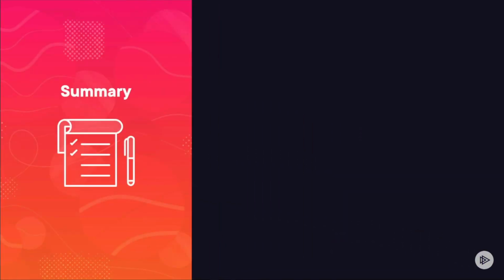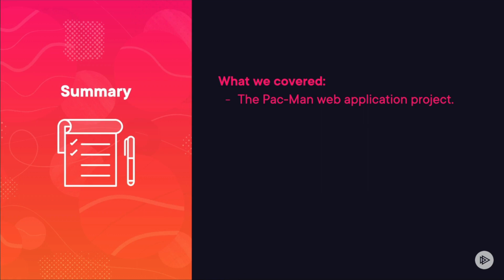So to summarize this lesson, first, we went over our Pacman web application project. We went over the components of the Pacman web application, the three components that make it up: the Docker image, our web server, and then our database backend. We went over that our web server would be running Node.js and that our backend database is powered by MongoDB.